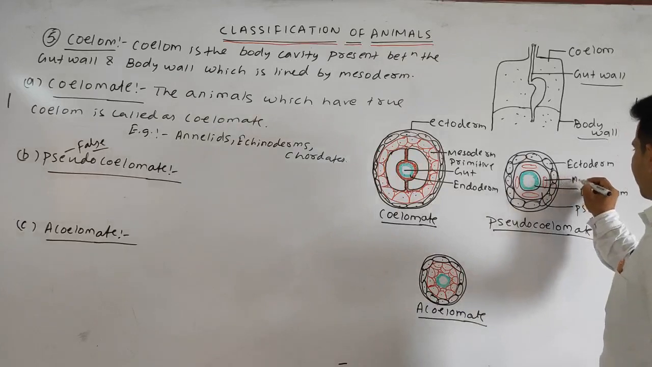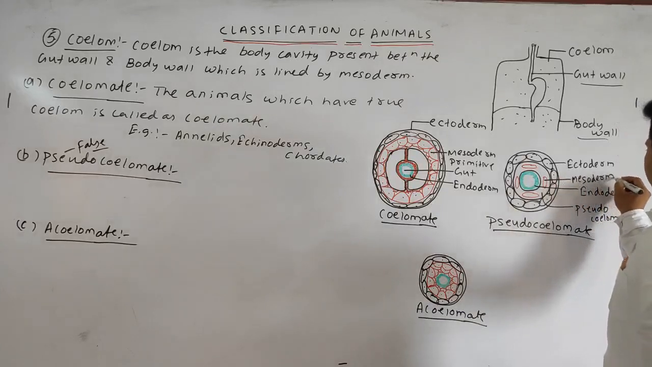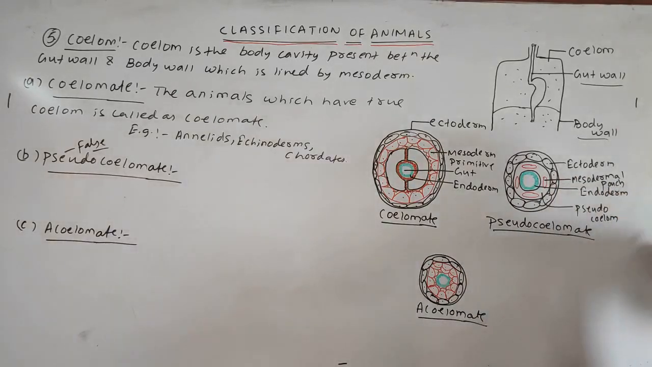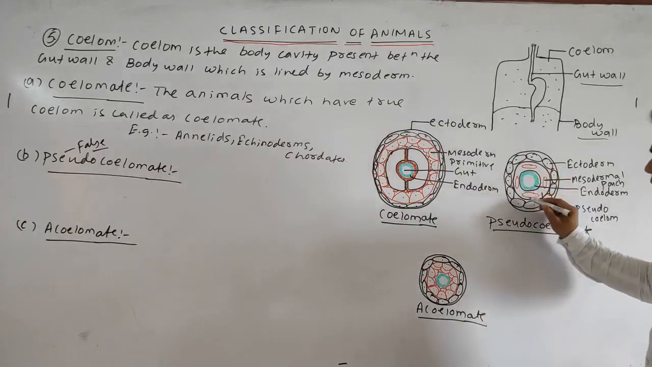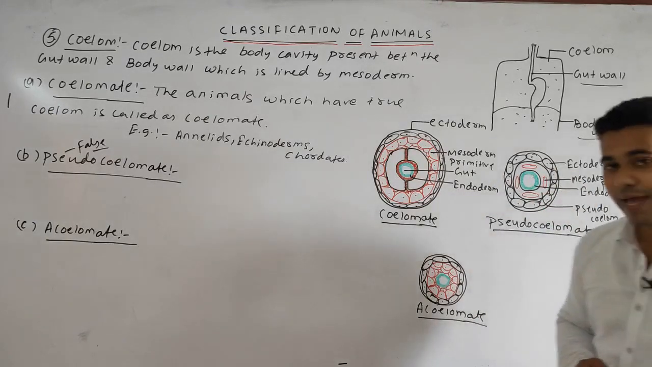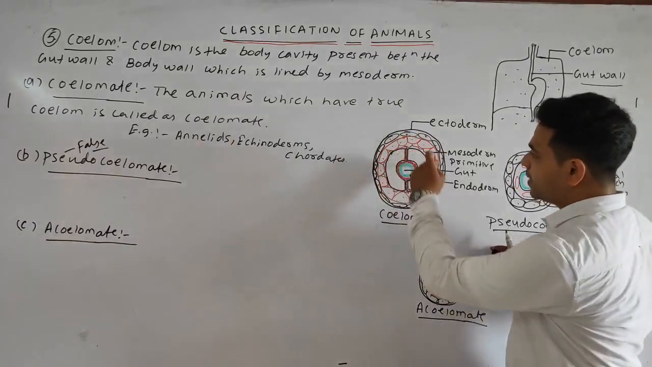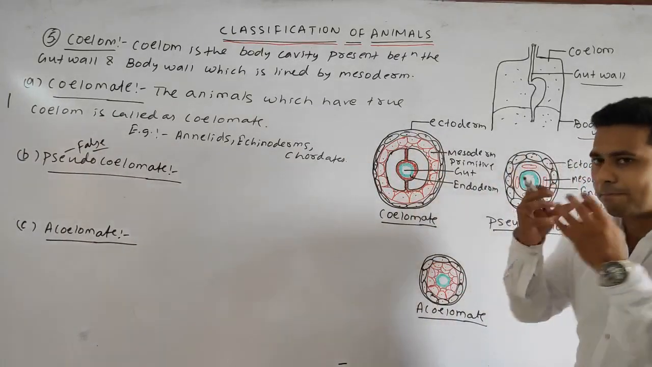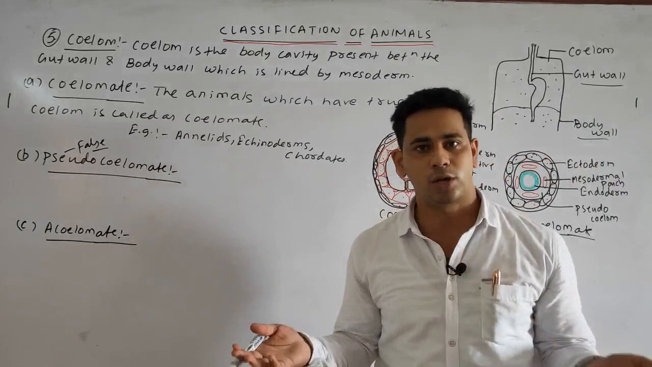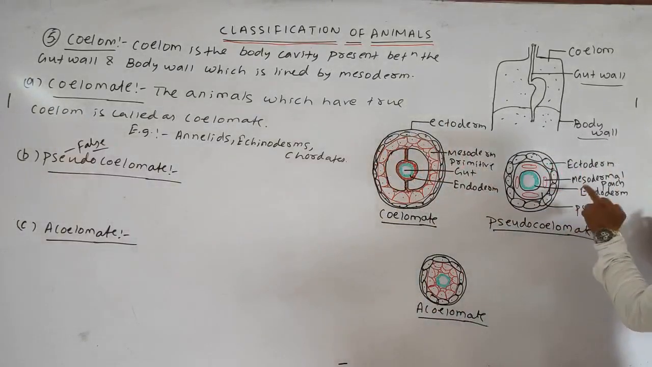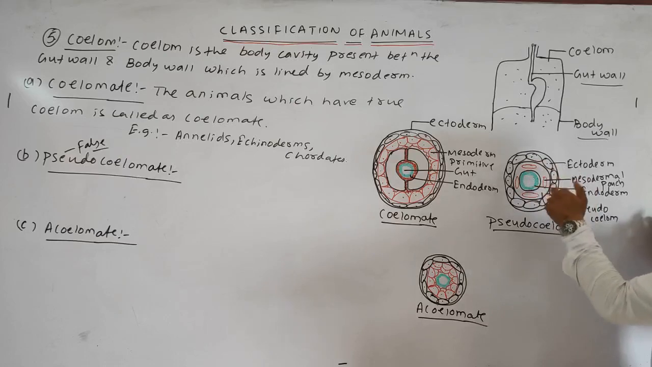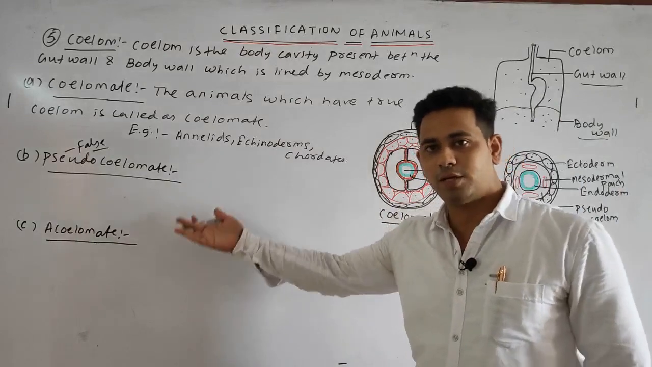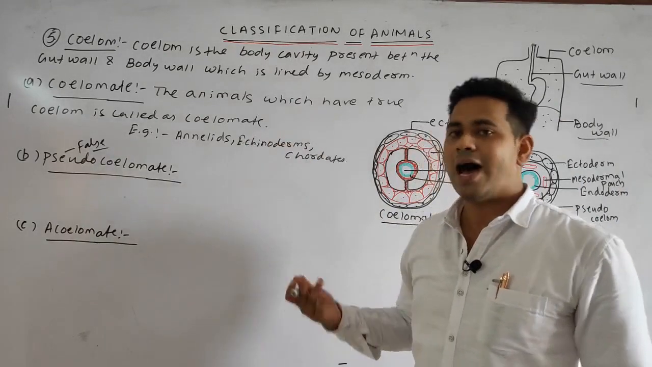This one is your mesodermal pouch. Okay, mesodermal pouch. So this space is your cavity, but what I have said, the cavity must be lined by the mesoderm. Is it lined by the mesoderm? No. Instead, some mesodermal pouches are present, not properly developed mesoderm is present. Some undeveloped mesodermal pouch is present inside the cavity or the coelom. That is why it is known as a pseudocoelom. And the animals which have the false coelom are known as pseudocoelomate.